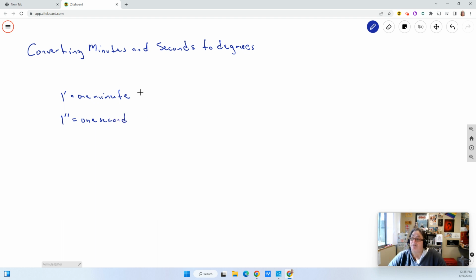And to convert this to degrees, 1/60th equals 1 degree, right? Does that make sense? Which makes sense when you think about the minute hand going around the clock. It's broken into 60 minutes, right? And each one of those would be a degree. 1 second, 1/3600 would equal 1 degree.